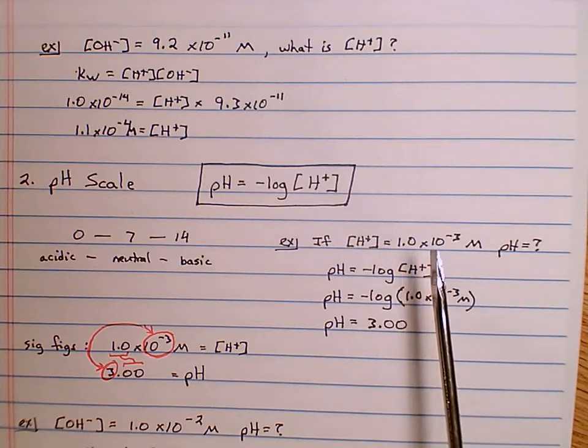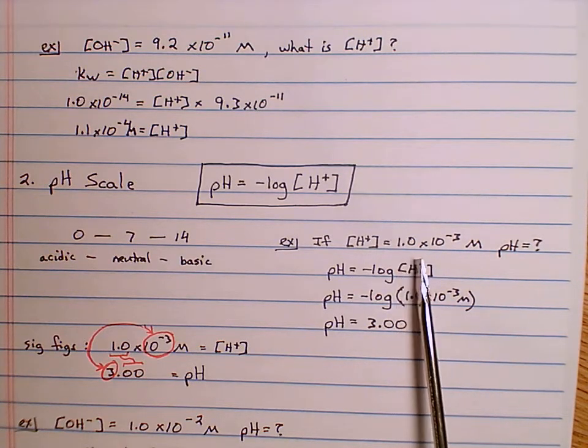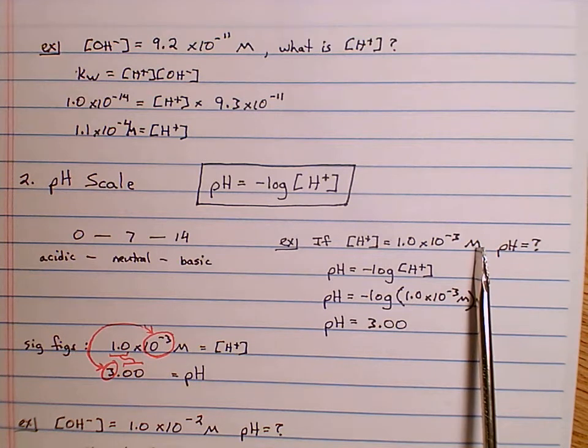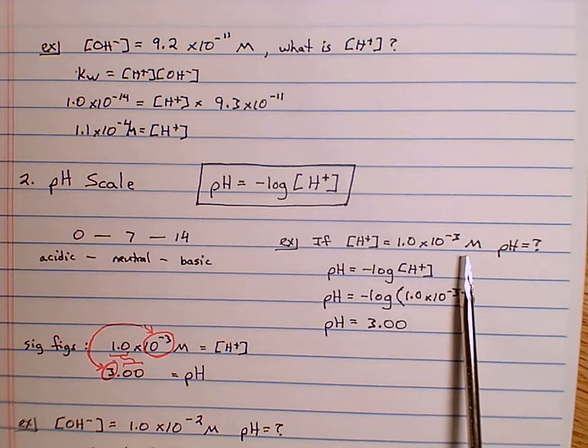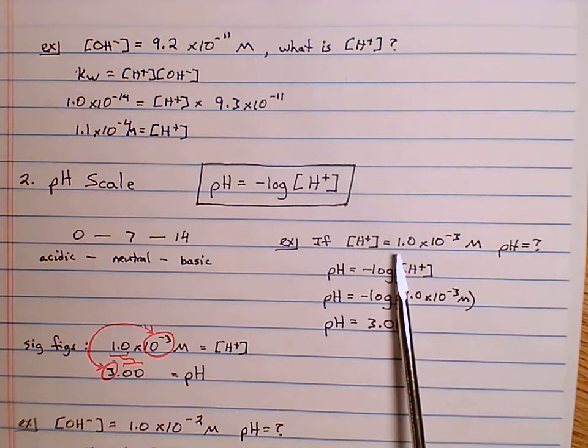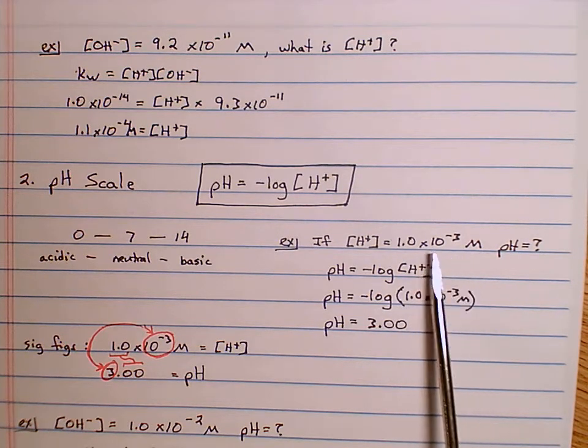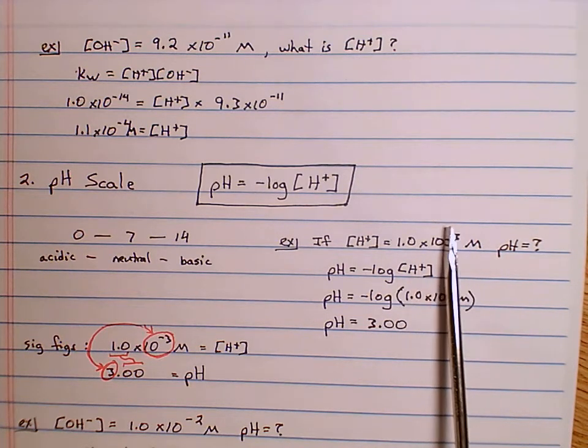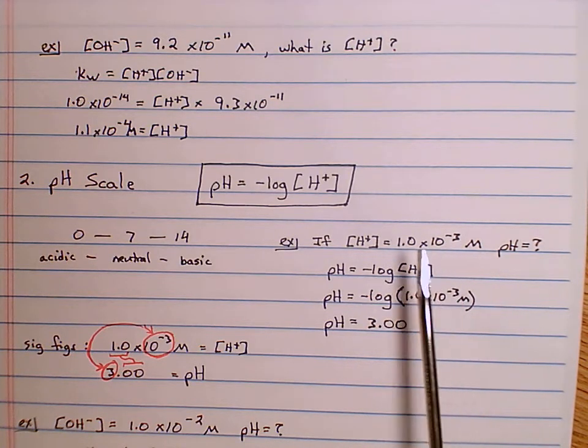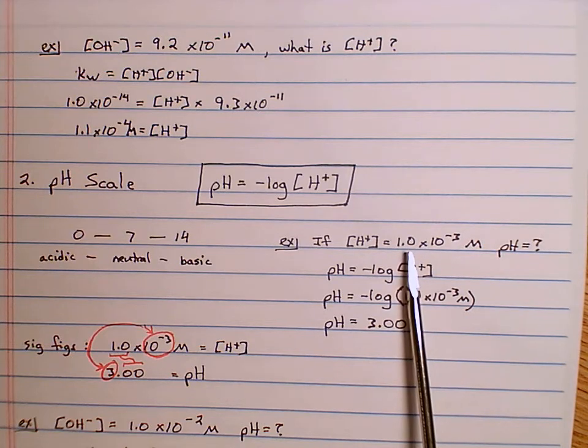Now we have to look at some sig figs here, because if I said, okay, the H plus concentration is 1.0 times 10 to the minus 3rd molar, how many sig figs does this number have? Rightly, you would say, well, it has 2 sig figs, because the 1.0 is the sig figs, the times 10 to the minus 3rd does not get included in the sig figs. That's just telling you where the decimal is. 1.0 is the 2 sig figs.